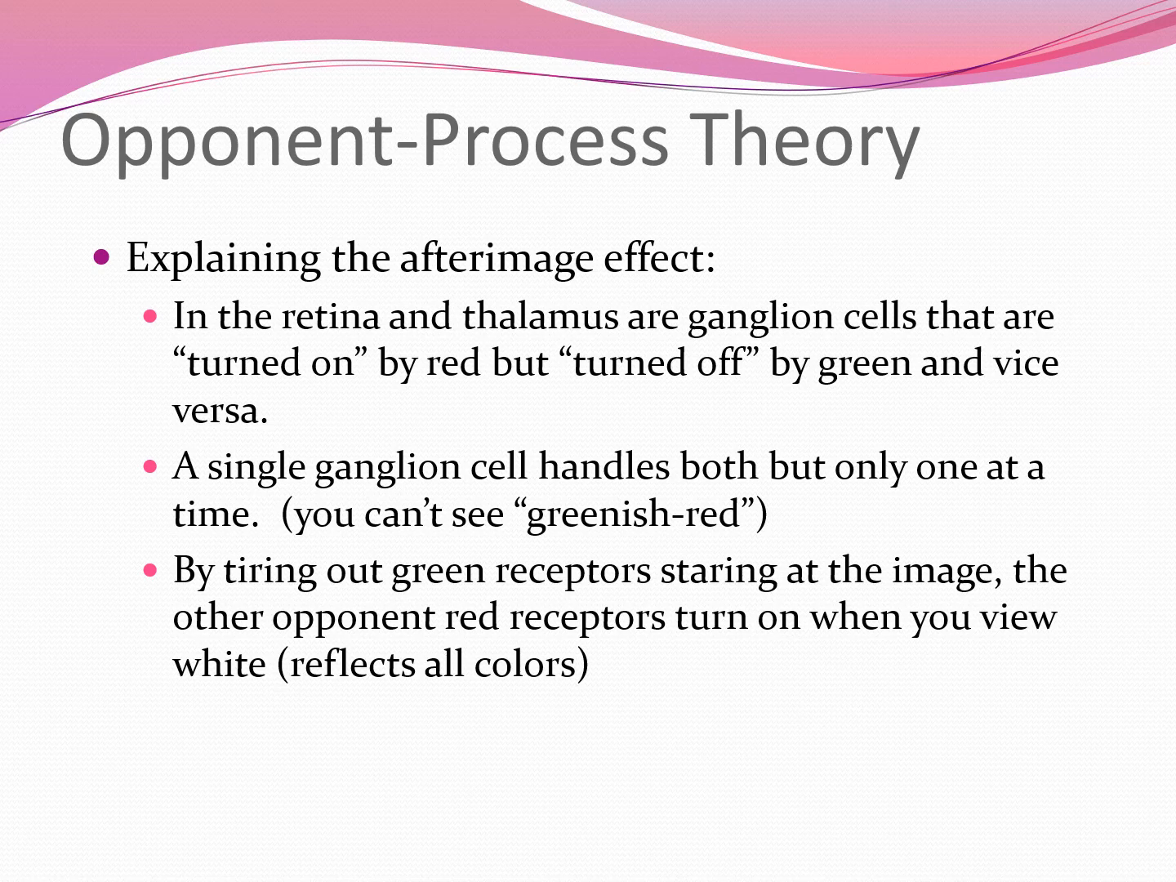So in the retina and the thalamus are ganglion cells that we talked about before that are turned on by red but turned off by green and vice versa. So a single ganglion cell handles both, but only one at a time, right? So that's why we don't tend to see greenish red things. It can only see red or green as it's staring at something. It can only use one part of that cone at a time. And so what happens is you tire out those receptors, right? So by tiring out the green receptors staring at the image, the other opponent red receptors are turned on when we view white, right? Because remember, white reflects all colors.